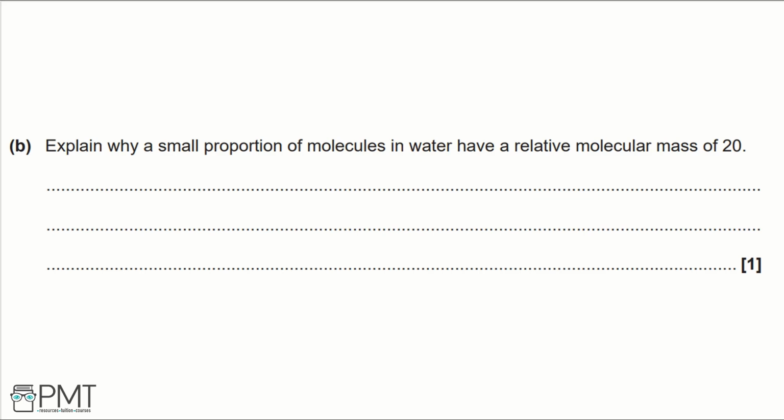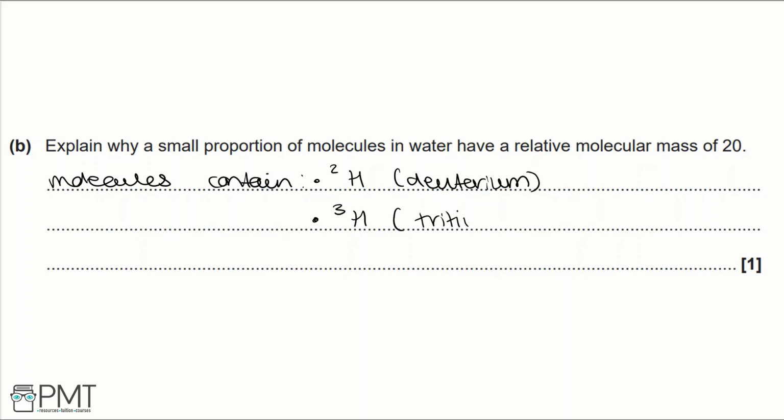Part B. Explain why a small proportion of molecules in water have a relative molecular mass of 20. The reason why molecules in water might have a relative molecular mass of 20 is because the molecules contain isotopes of hydrogen. So the isotopes of hydrogen are deuterium and tritium. To get the mark for this question, you must say molecules contain deuterium and tritium.